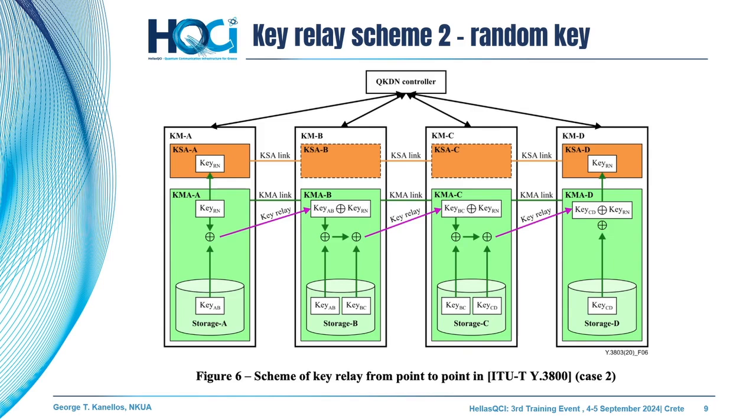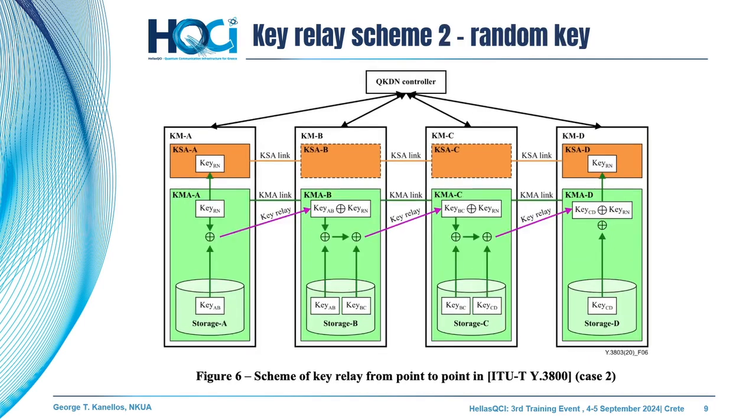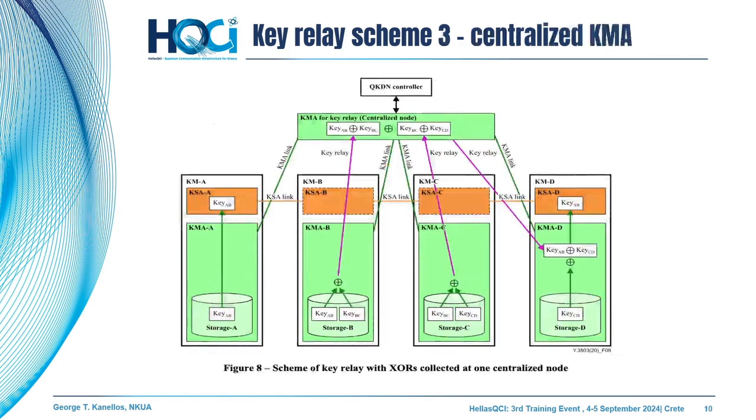Now, these two solutions are equivalent. It's rather a choice of implementation rather than security aspects. But the common ground is that the key, the cryptographic key, is revealed in all the trusted nodes along the line. So you can notice that key AB is exposed in every node here. Key Rn is exposed in every intermediate node here. And that may create some security issues.